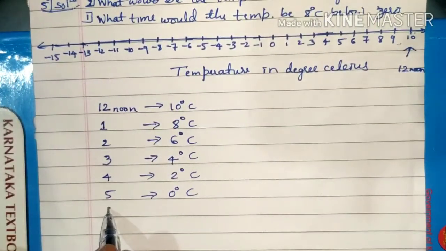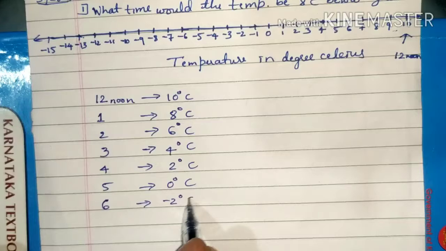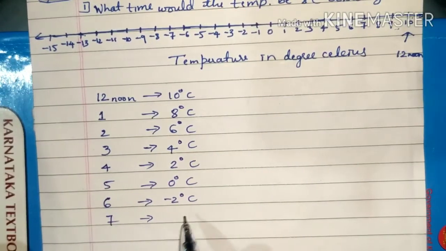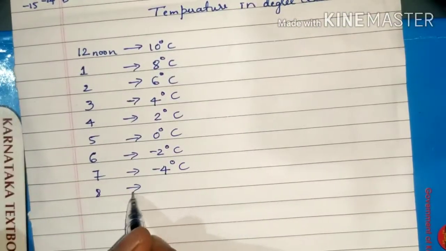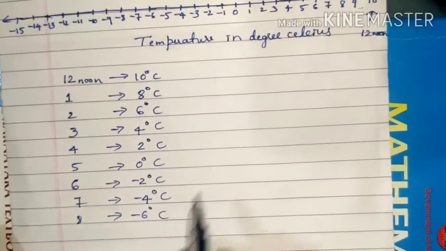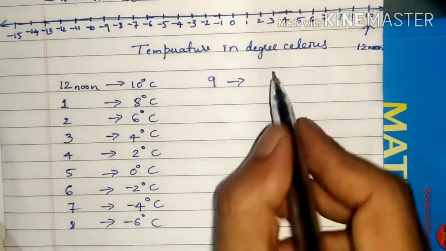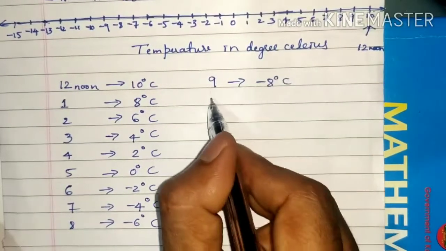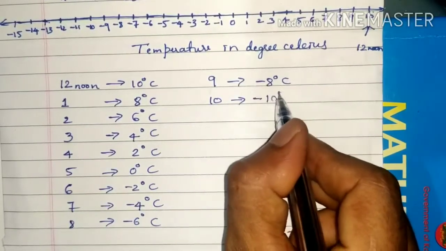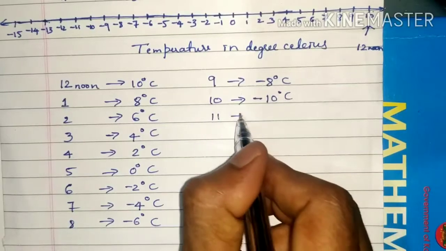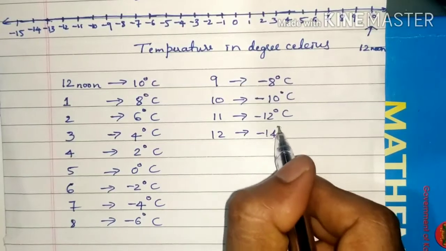In the same way, at 6 o'clock it decreases again by 2, minus 2 degrees Celsius. Then at 7 o'clock it is minus 4 degrees Celsius. Then at 8 o'clock it is minus 6 degrees Celsius. Then at 9 o'clock, after minus 6, minus 8 degrees Celsius. At 10 o'clock it is minus 10 degrees Celsius, at 11 o'clock it is minus 12 degrees Celsius, and at 12 o'clock minus 14 degrees Celsius.